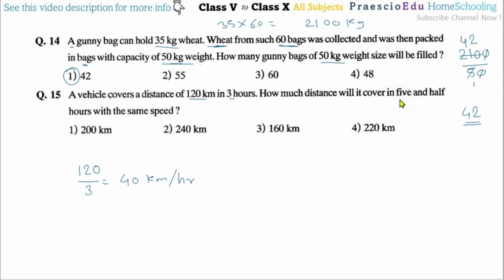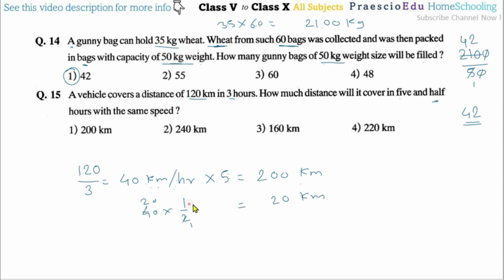So for 5.5 hours, multiply by 5, so that will be 200 kilometer. This is also hours, and this is also hours, but this one is in division and this one is multiplication, so the hours get cancelled. Only the kilometer remains. And the half hour is also there, so 40 multiplied by 1 by 2, or 0.5 also we can do. So this is equal to 20 kilometers.